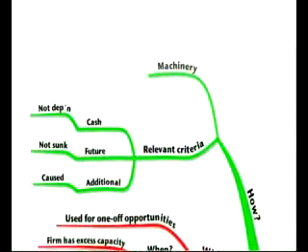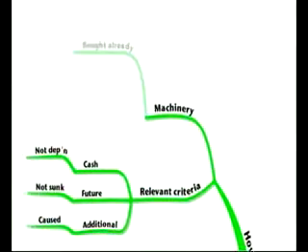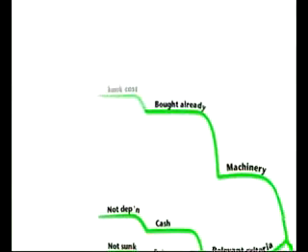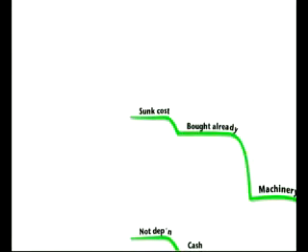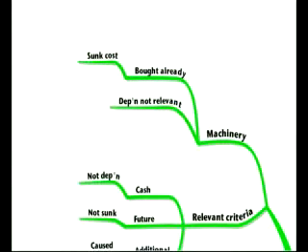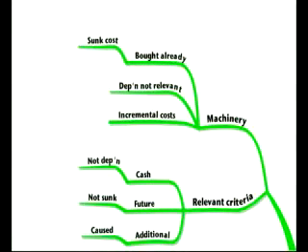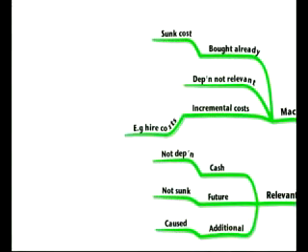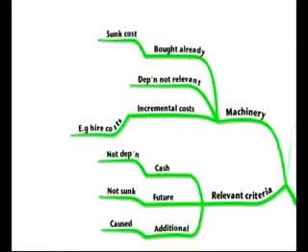So looking at some specifics then, when it comes to machinery, if you've bought the machinery already, that's a sunk cost, so it won't be relevant. Depreciation is not relevant, it's not cash as we discussed. Incremental costs will be relevant, and we're thinking of things like higher costs here. So if you're given higher costs, those will be relevant. They are additional, you'll have to include them in your calculation.